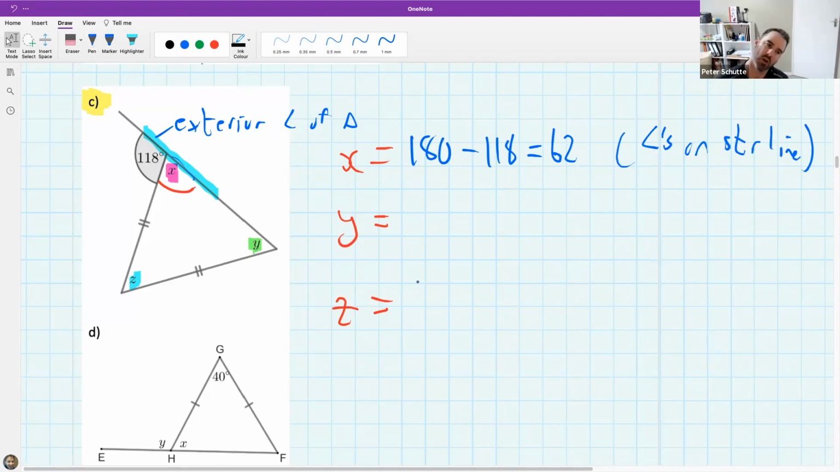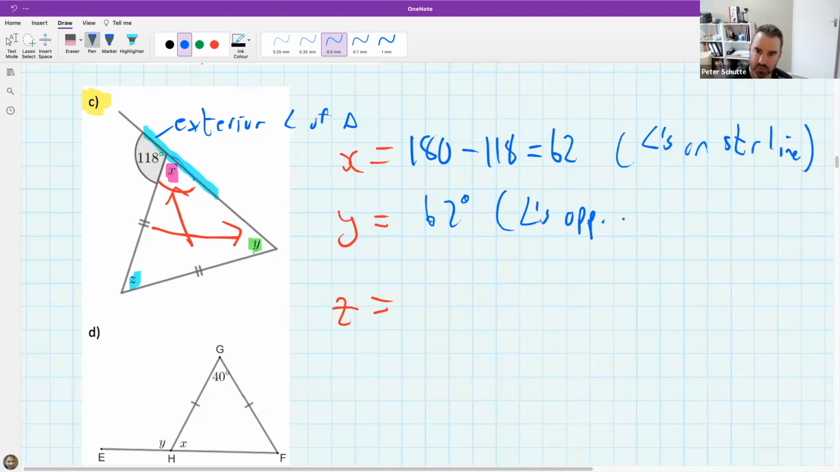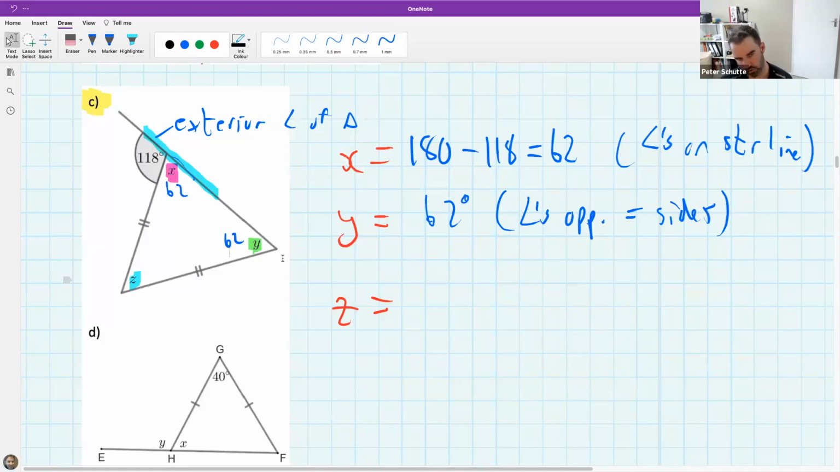That's the next question. Well, I see that there's two little whiskers on the triangle, which means that these sides are the same length, which means this angle and this angle must be the same, which means this is 62 degrees, and that's angles opposite equal sides. And then the final one is Z. What is Z going to be? Well, you've got two angles in a triangle. So to get the third, you just go 180 minus 62 minus 62.